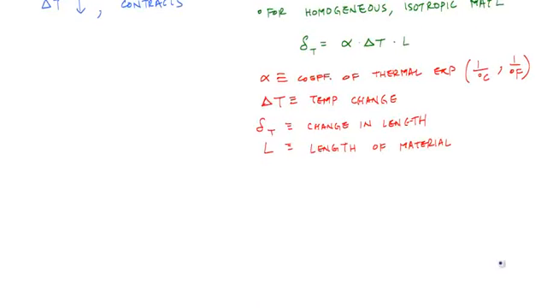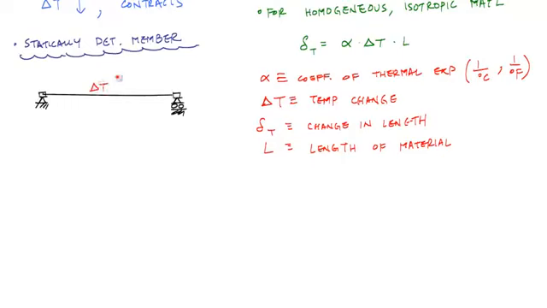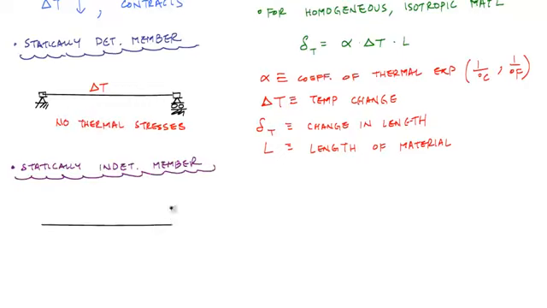Now, something that we want to distinguish is that if I have a statically determinate member, it's free to expand and move around, and there's going to be no stresses that are going to occur inside that structural element. So if I have a uniform temperature change, this thing is going to be free to expand on its own, no thermal stresses in the statically determinate structure. But if it's statically indeterminate, and I'm again experiencing this uniform temperature change, now my member or my component is no longer free to expand the way it wants. It's constrained, and it's going to have stress.